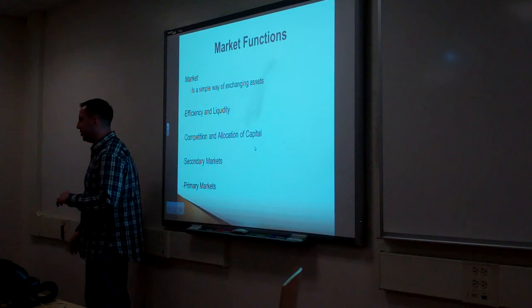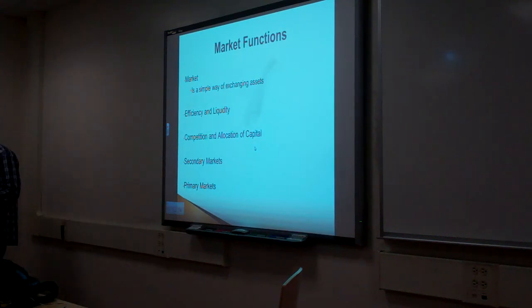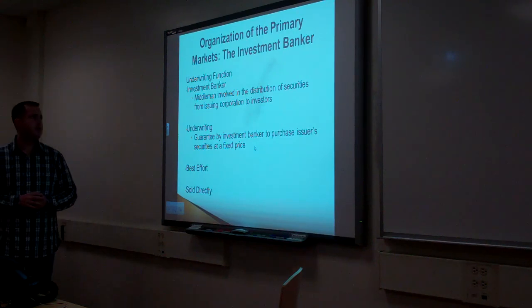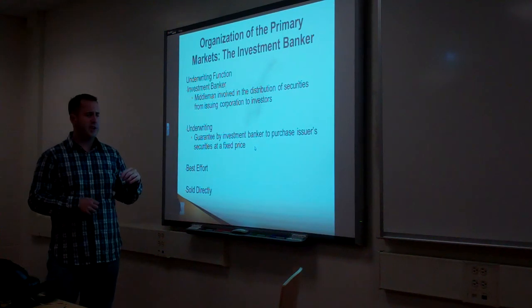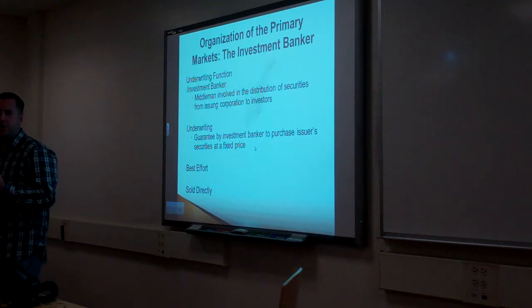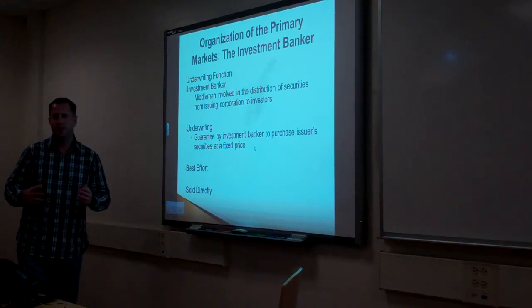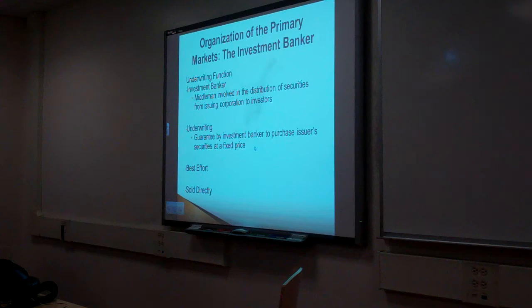I'm going to get into details on how investment bankers fit into all this. And here it is in the next slide: organization of primary markets. They do the underwriting function. Investment bankers generally handle the underwriting of the security. They're middlemen involved in the distribution of securities from the issuing corporation to investors, so they're the middleman between the investors and the company itself. So by underwriting the security, let's say Facebook is selling at, like I said, $38 a share on the day of the IPO.